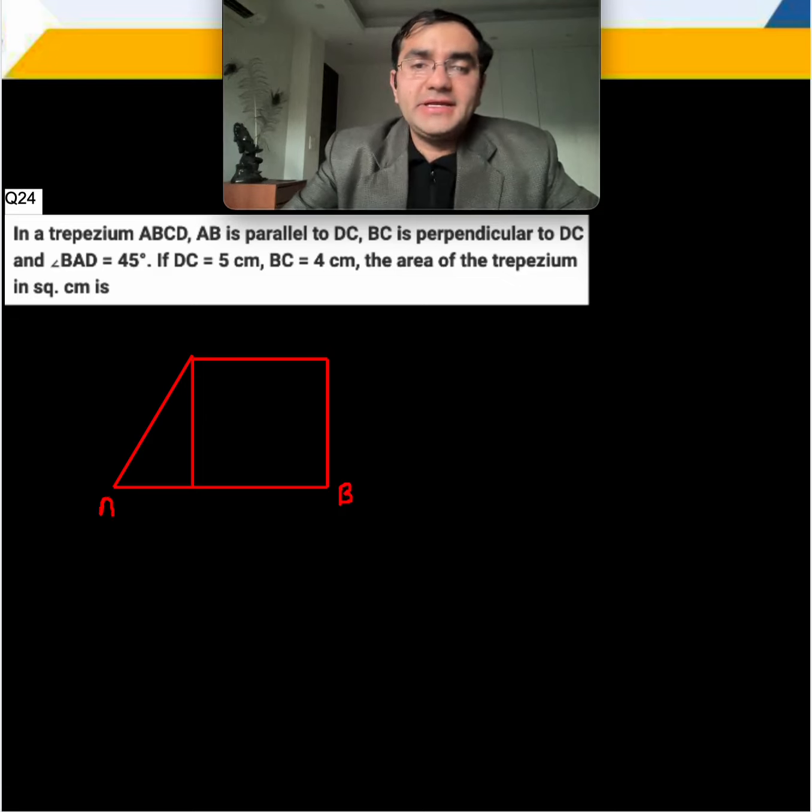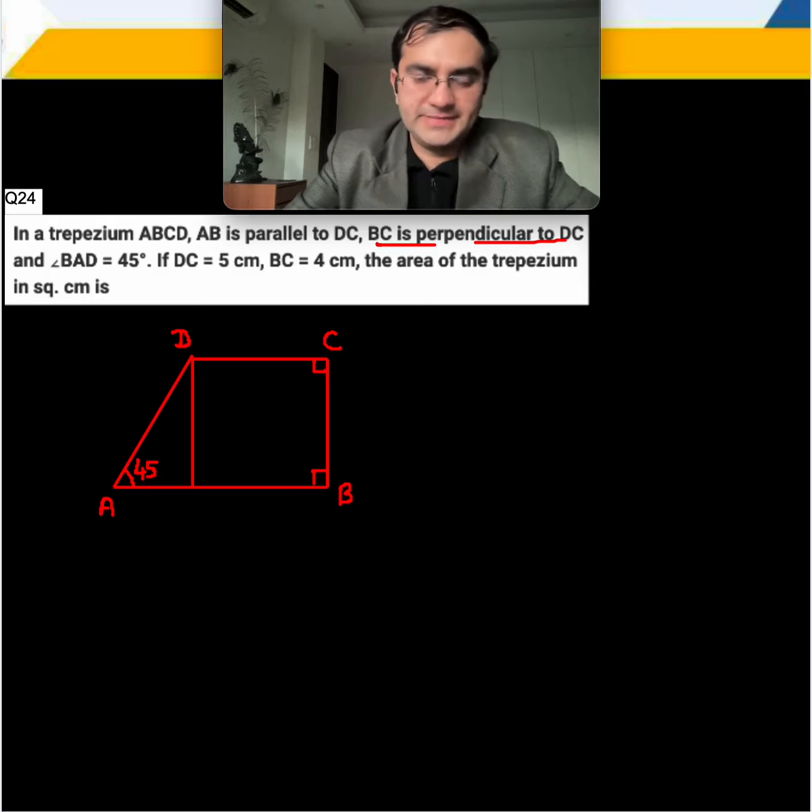Angle BAD is 45 degrees here. Okay. And now BC is perpendicular to DC in my diagram. So BC is perpendicular to DC, these two angles become 90 degrees. So this is also 90. This angle also became 90. Okay. So in this triangle, when you have 90 and 45, then this third angle is also going to become 45. And I can use a little bit of trigonometry now.